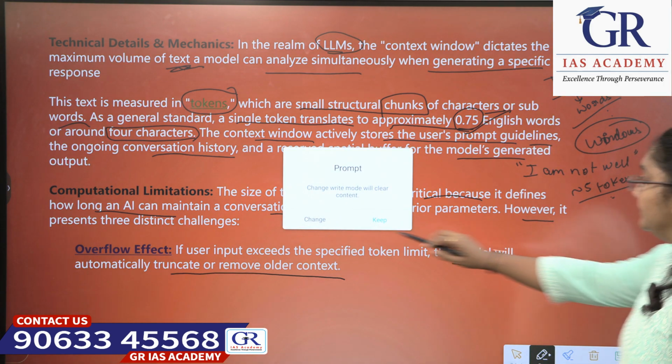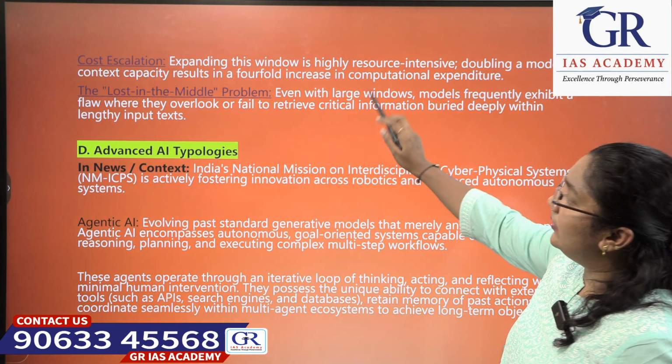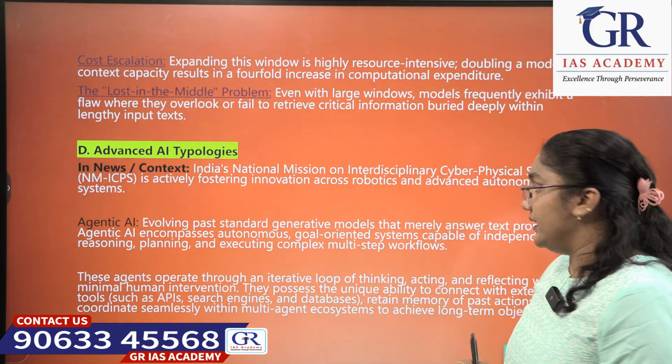Okay. Next is cost escalation. Cost escalation, how?